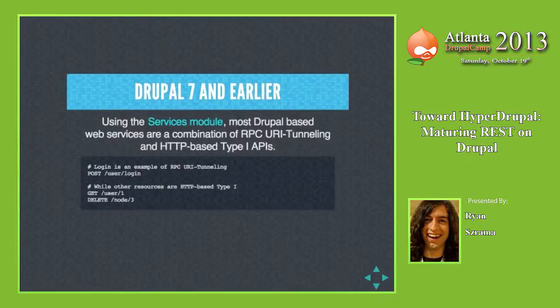So Drupal 7 and earlier let you build these with the services module. You could create good, clean resources, and interact with them with the appropriate verbs. But you could also create really bad URLs. You could go either way. It's just a tool.